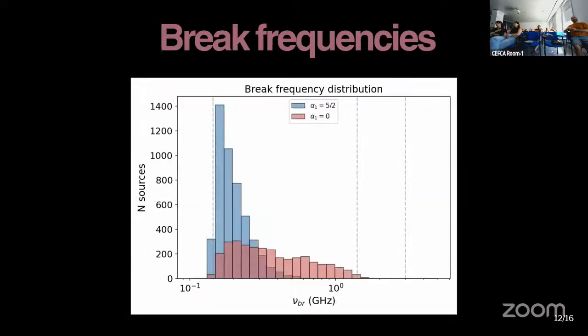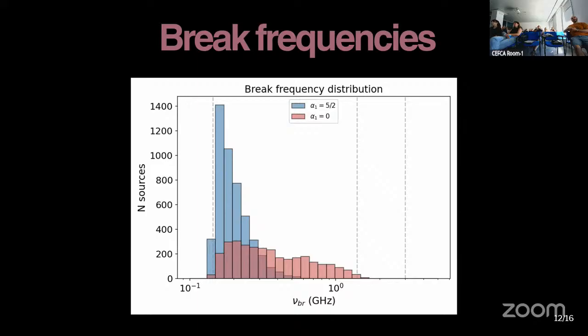So this is a break frequency distribution that we got. As you can see, for the first case, they pile up next to the loss frequency value, which is around 0.1 GHz. And for the second case, you see a wider variety of break frequencies with a larger tail. But they both have this distribution.